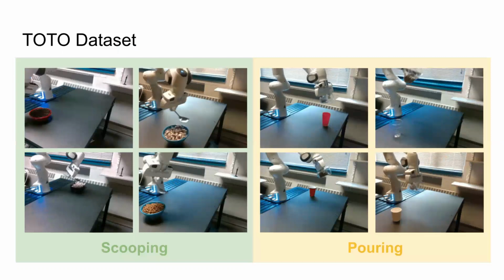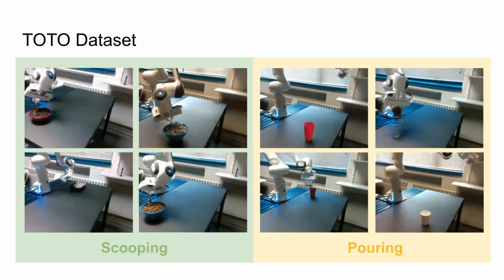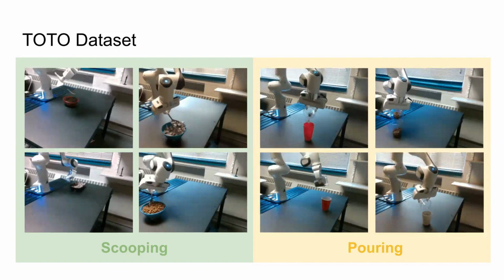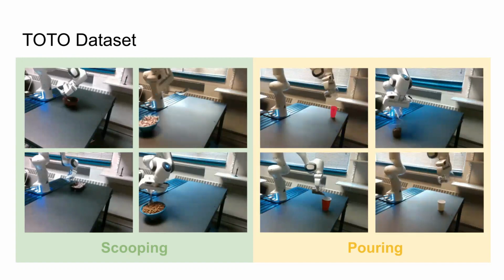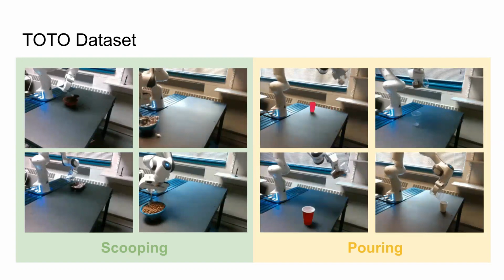Our training dataset consists of two tasks, pouring and scooping. Here we show representative trajectories with varied objects, materials, lighting, and target locations. The initial release contains 2,000 scooping trajectories and 1,000 pouring trajectories.